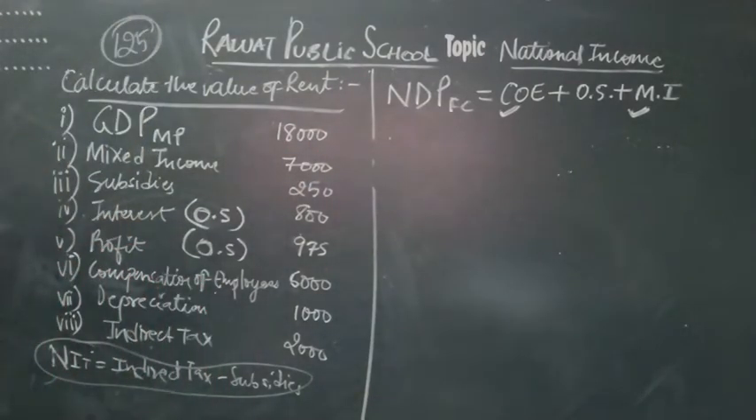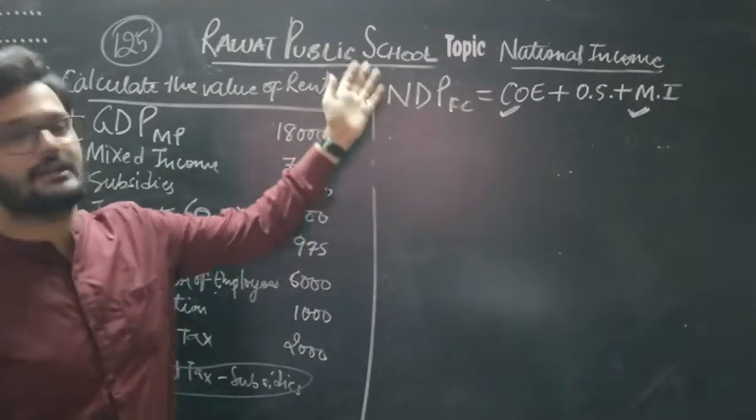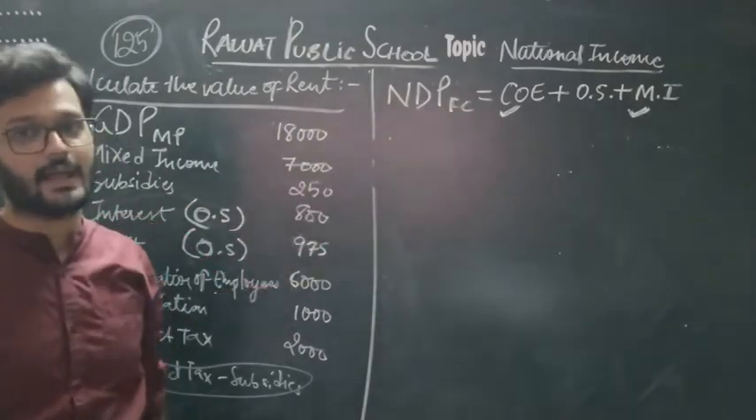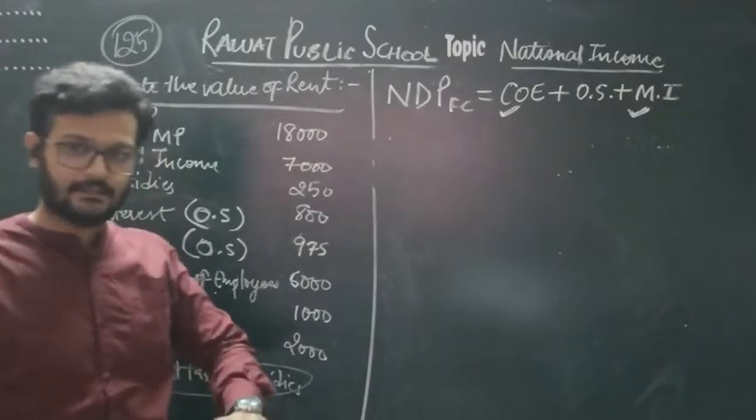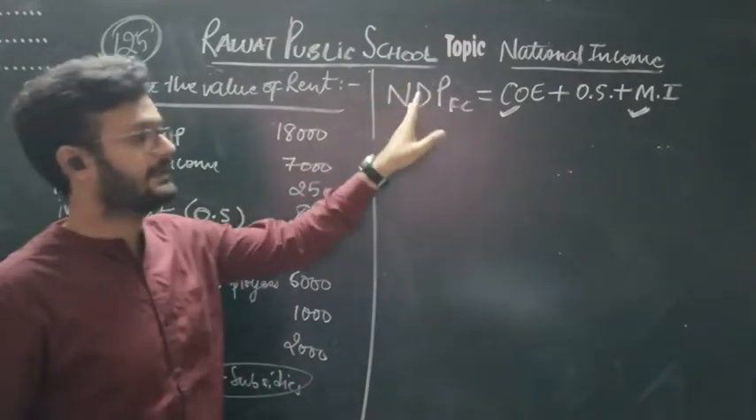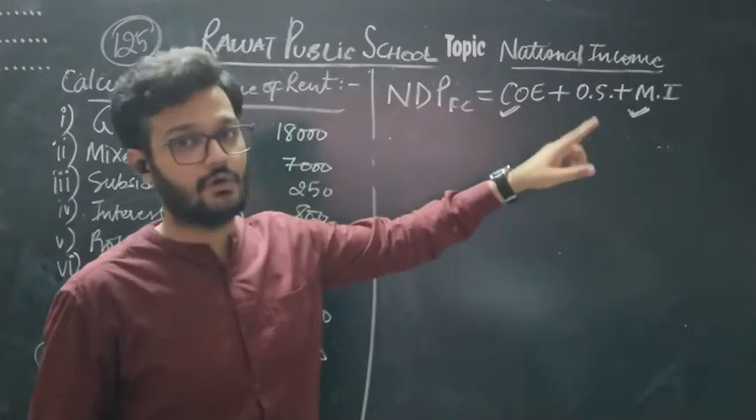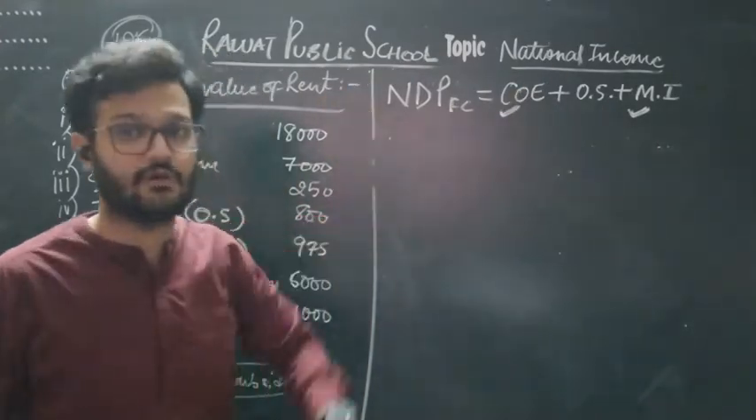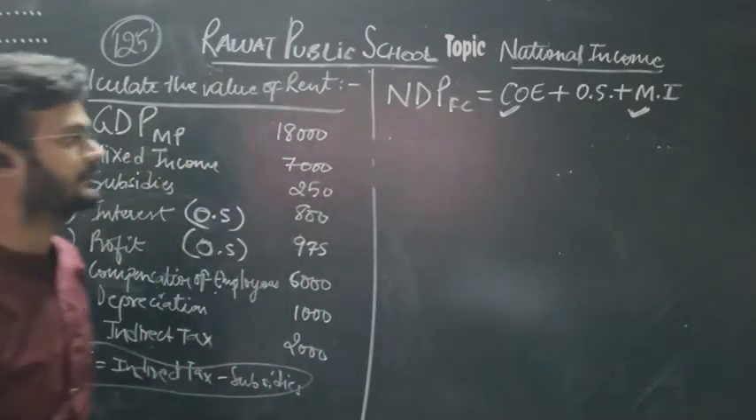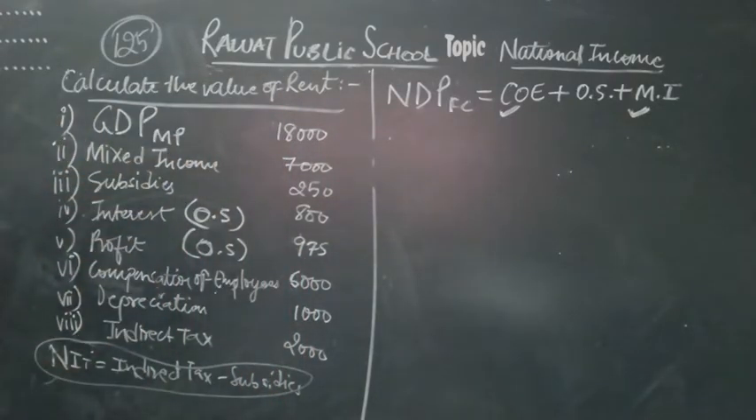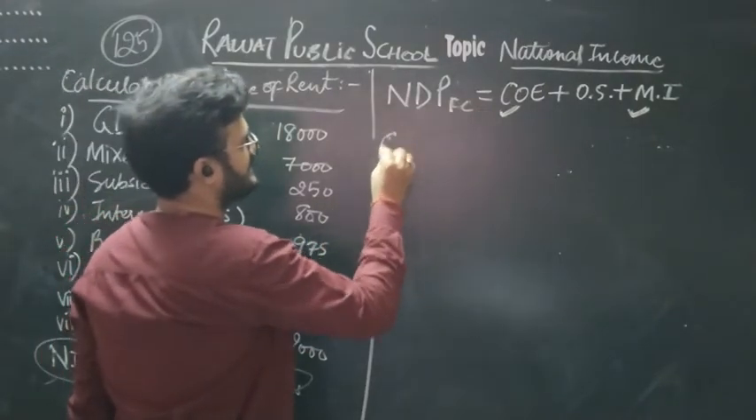So let's see how the value of rent can be calculated. First of all, we have to calculate the value of NDP at FC. Why NDP at FC? Because by using NDP at FC, we will calculate the value of operating surplus, and by using the value of operating surplus, we will calculate the value of rent. Let's see how it is done. First, let's calculate the value of NDP at FC.